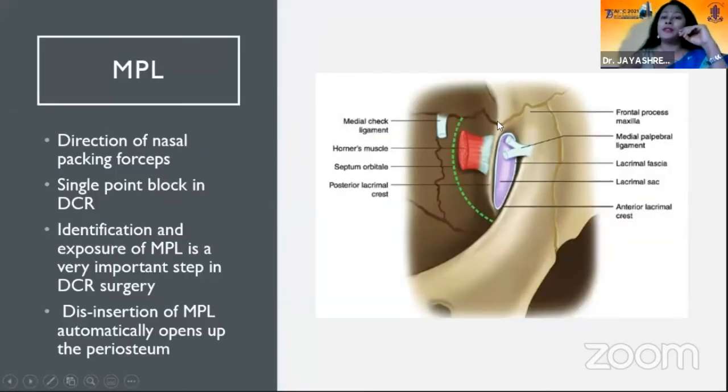So MPL is a very important structure in DCR, and identification of this helps us to open up the periosteum. Like I have already stated, the direction of the nasal packing forceps is in the direction of the MPL. And also when we go for a single point block in DCR, where we need to give the injection just medial to the medial canthus, it's again where the MPL is.